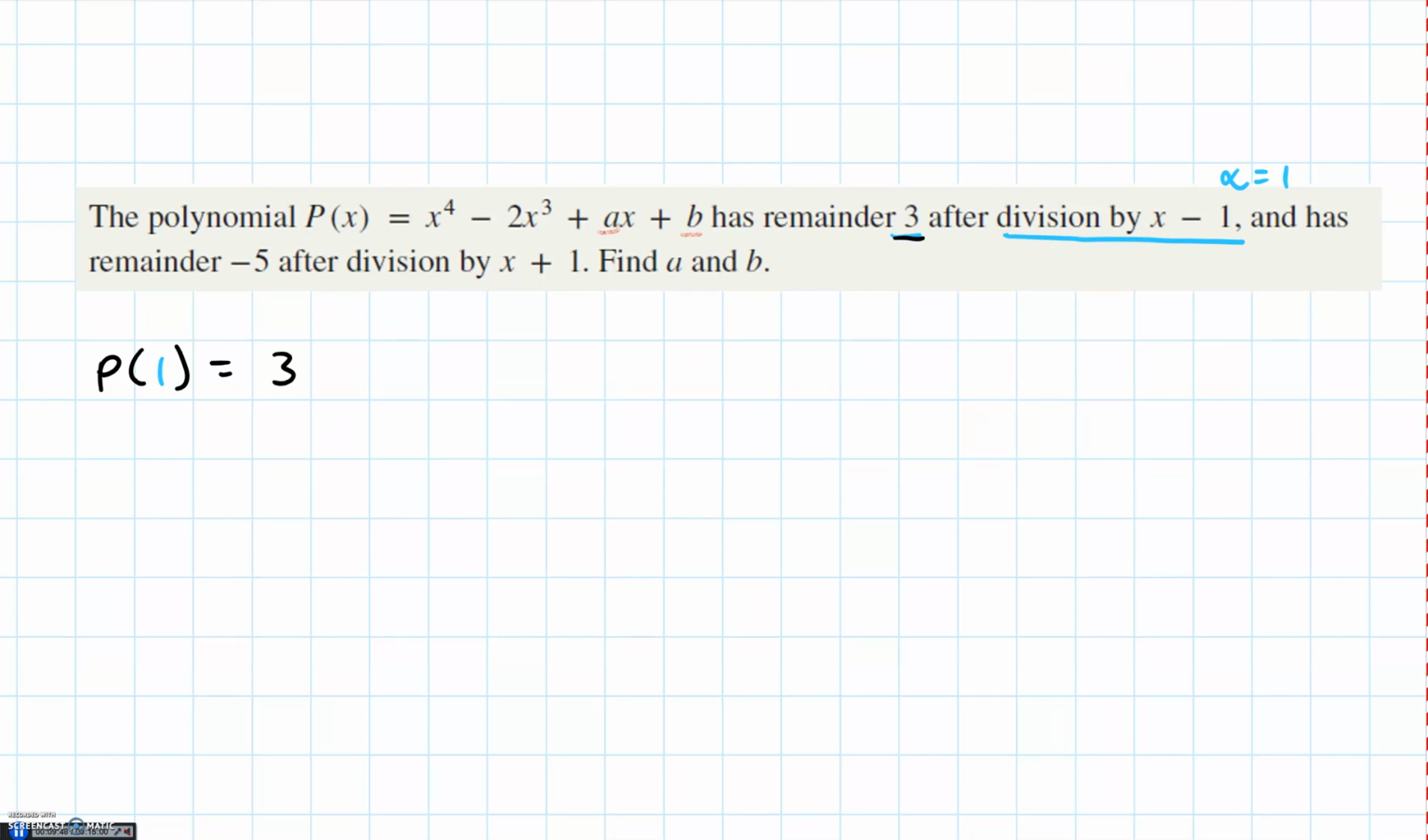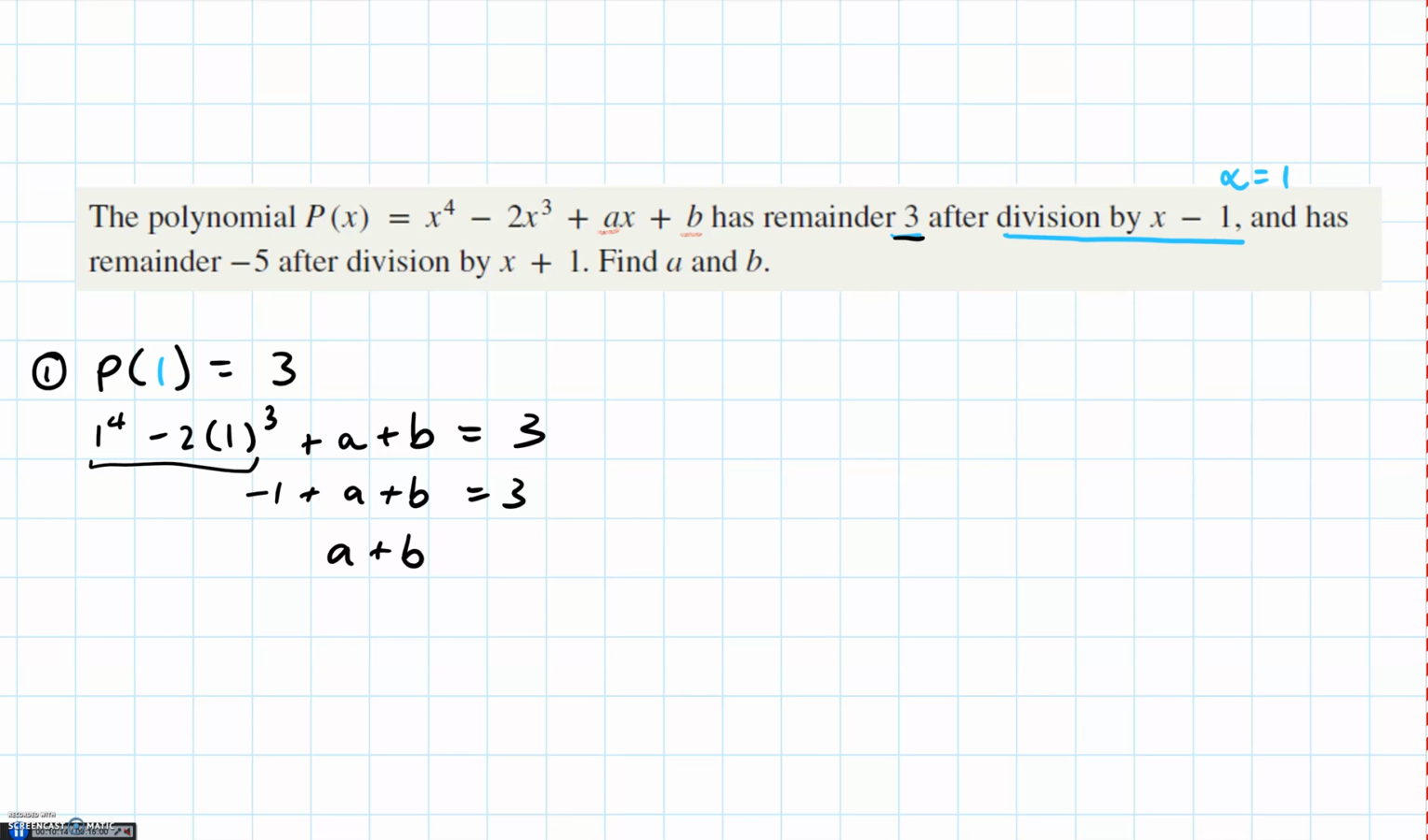So p of 1 is equal to 3, so I'm going to substitute 1 into my equation, so into my polynomial. So I've got 1 to the power 4 minus 2 times 1 to the power 3 plus a, because it's just 1 times a, plus b is equal to 3. Okay, so I'm just going to simplify this. So I've got 1 minus 2 here, so that's negative 1 plus a plus b is equal to 3. So a plus b is equal to 4.